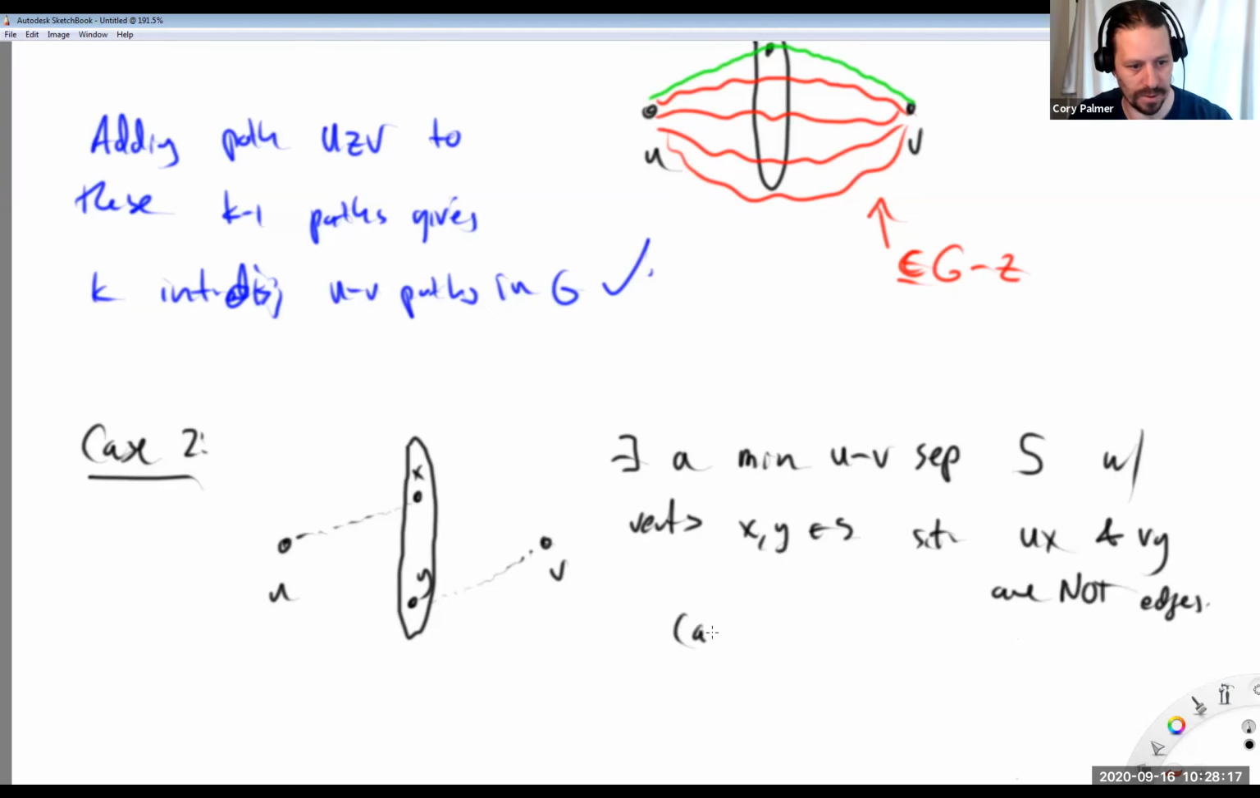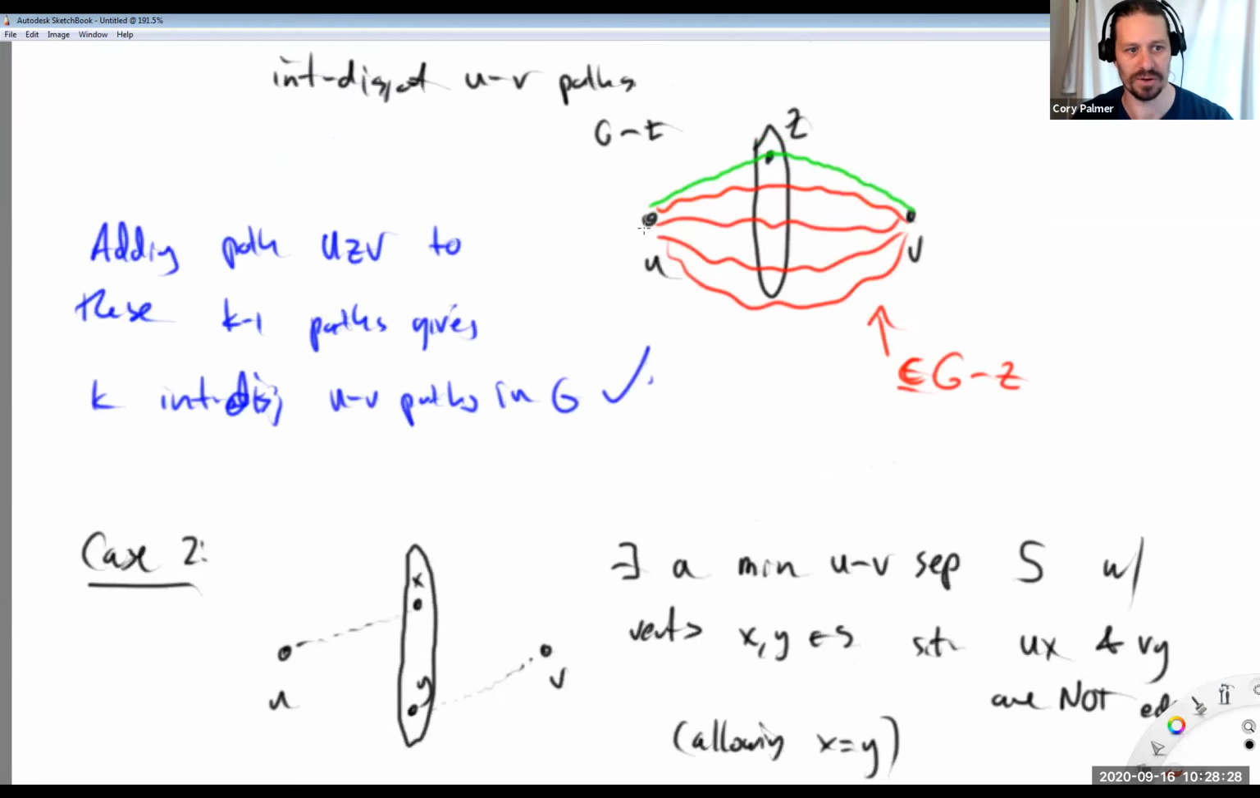And I should put allowing X to equal Y. So just to visualize, usually what a separator looks like is something like this picture here. You got U, you got V, you got these vertices you remove, and you got all kinds of paths that go through it. But the U and V might not have anything adjacent to the separator, right?